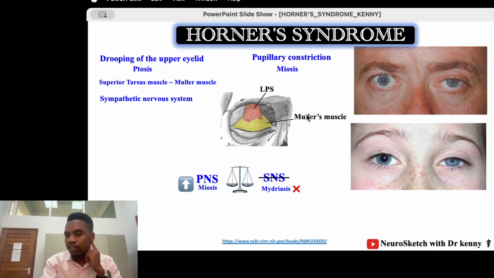We have two possibilities. One could be myogenic, second could be neurogenic. And we also already see that we have a problem with the sympathetic nervous system. So these two conditions, the dropping of the upper lid and the pupillary constriction, share a common origin, a common problem, and that is denervation, removing of the sympathetic nervous system.